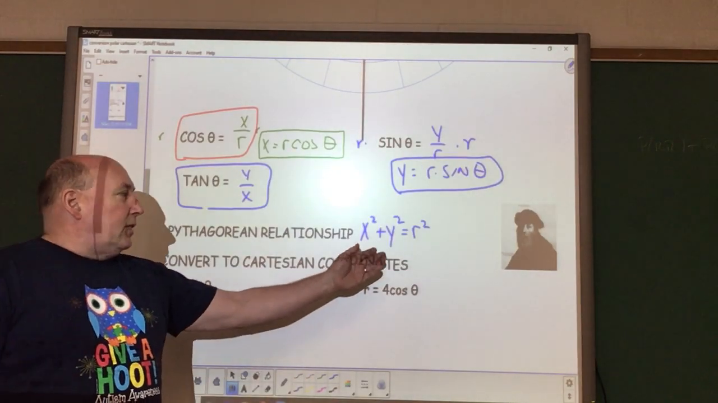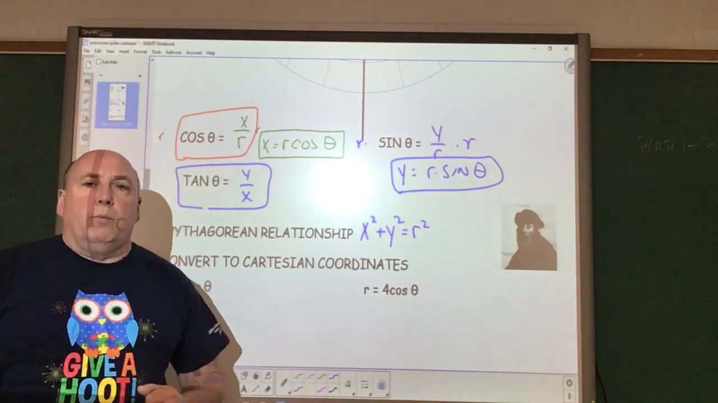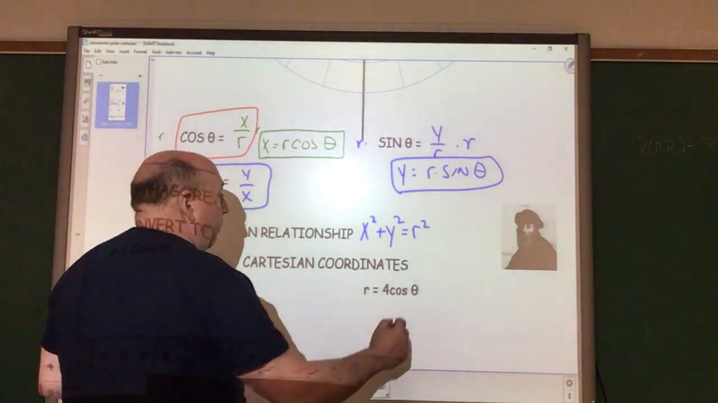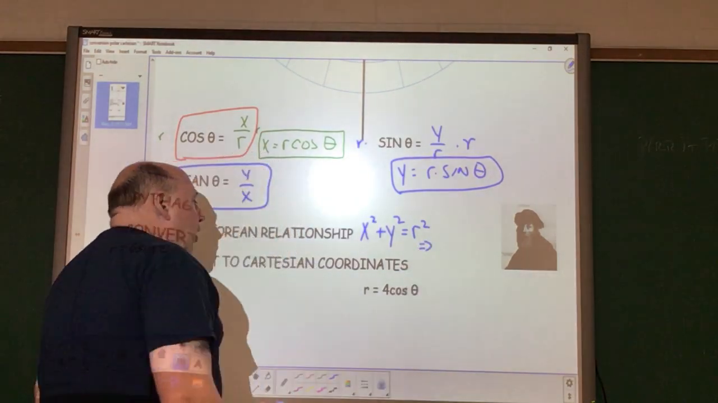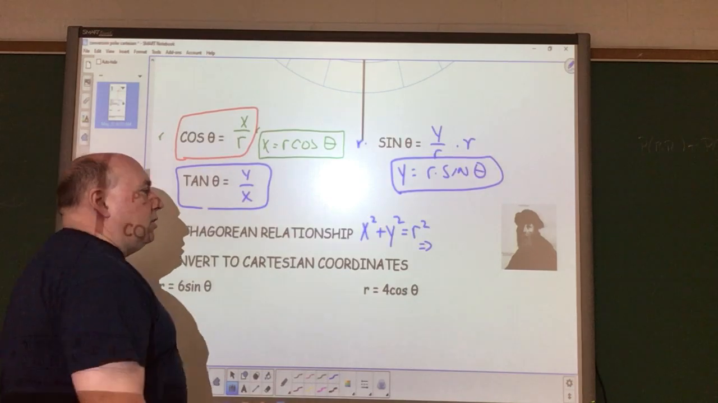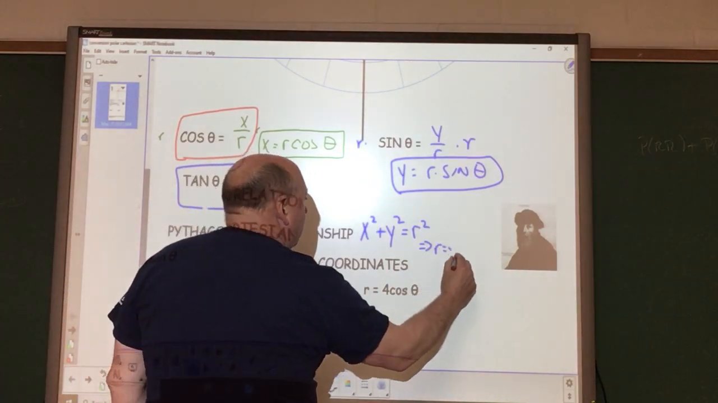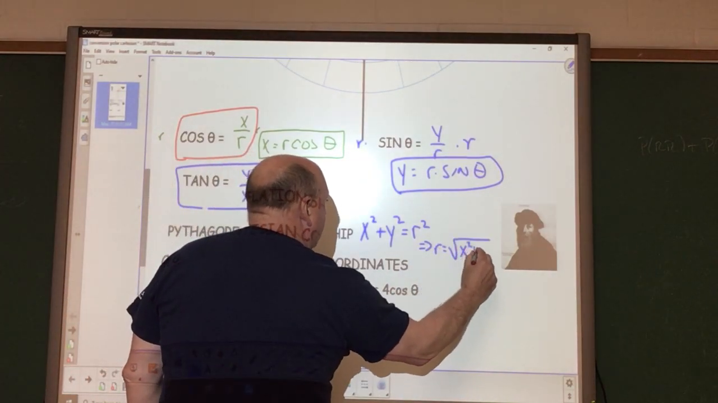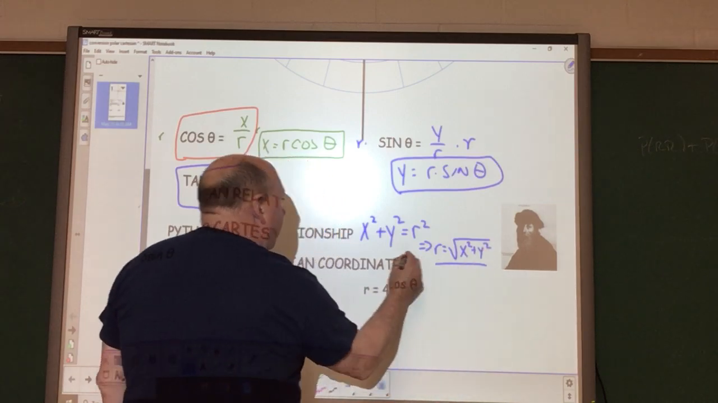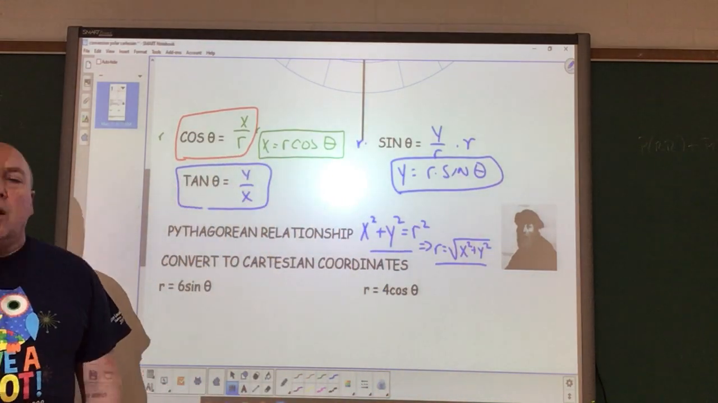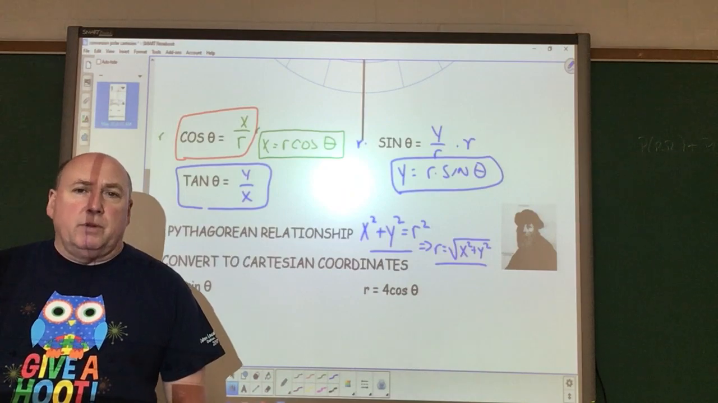So this gives us once again a relationship between r and x and y. And if I need to, which I probably will, this also allows us to say r is equal to the square root of x squared plus y squared. So if I needed an r or r squared, I have both relationships there.